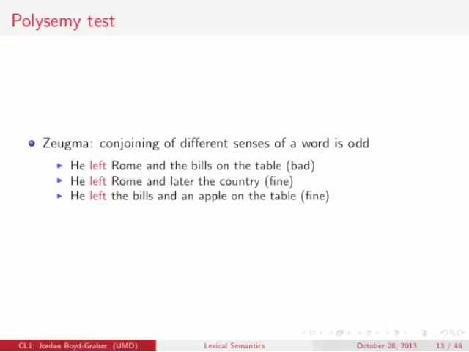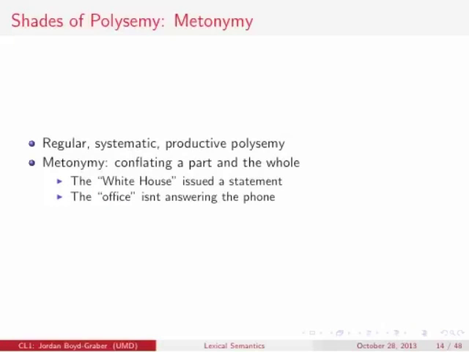And so what we're seeing here is that there are at least two senses of the word to leave. One is leaving a geographical location, and one is placing an object somewhere. So these seem to be different senses. There are many ways that you can get polysemy. One way is metonymy, when you're conflating a part and a whole. So for example, if you say the White House has issued a statement or the office isn't answering the phone, it's not that these buildings are doing these things, it's people inside the building. But you're now extending the meaning of office and White House.